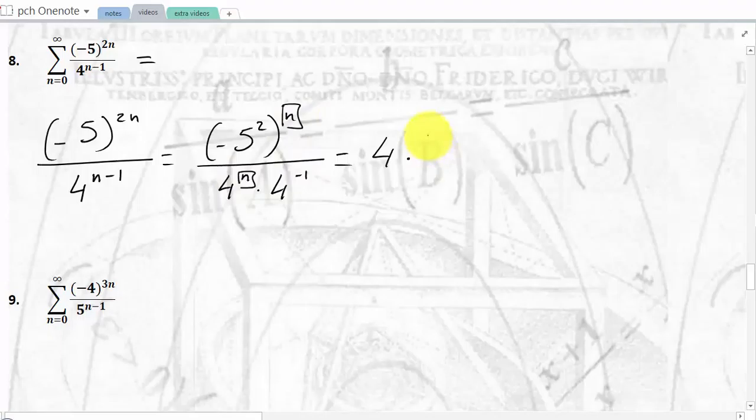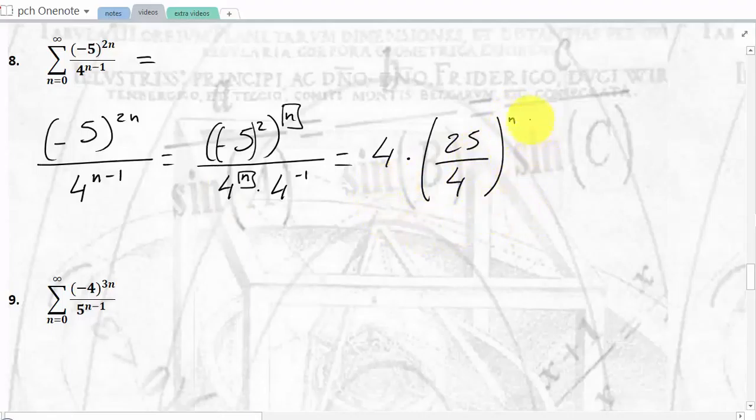So -5 to the 2n is (-5) squared to the n, right? That's what 2n is. And at the bottom I have 4 to the n times 4 to the -1. All right. 4 to the -1, that goes on top. So here's a power of n, here's a power of n. I'm just going to take it out. What's at the numerator? -5, I guess I should have put a parenthesis here. (-5) squared, 25 over 4. Okay, so 25 over 4 to the n.